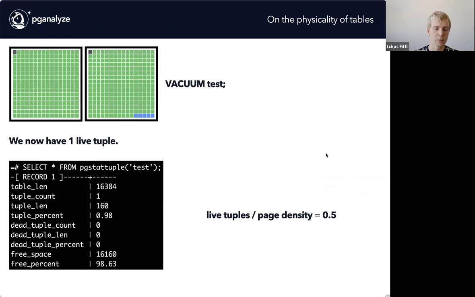We now have one live tuple. Our live tuples per page density, though, is still quite low, right? So between us vacuuming and not vacuuming, it didn't actually change how many pages we have. That's because vacuum will not remove pages, except if they're at the end of the table. But in this case, we have the empty page at the beginning of the table, and so vacuum is not going to remove that.